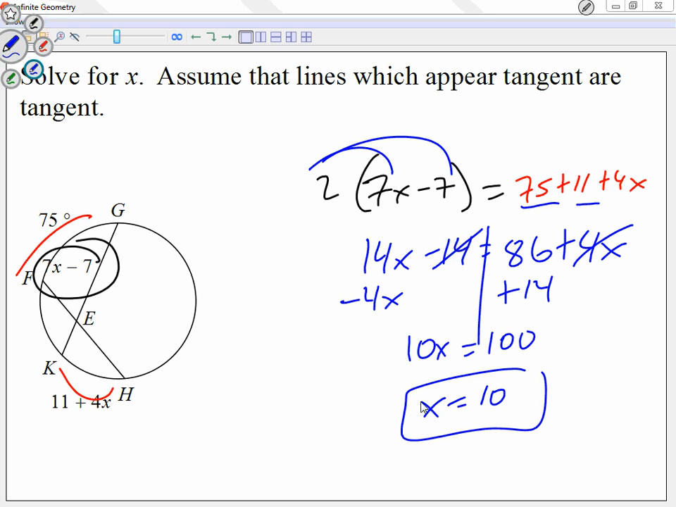X must be 10. The algebra work, how to solve these things, I went a little bit fast because I think we know it, right? We're good. The hard part, if anything, is the setup. But angle times 2, right? The angle times 2, and on the other side, you add the arcs.